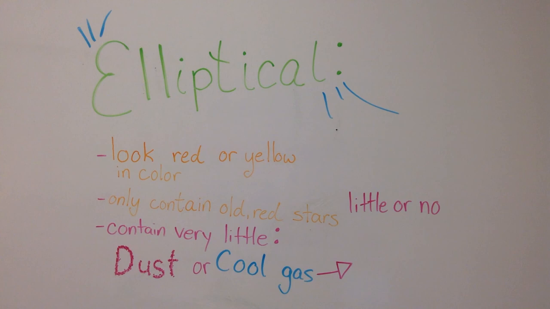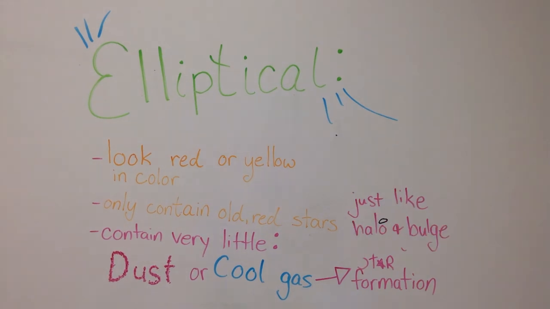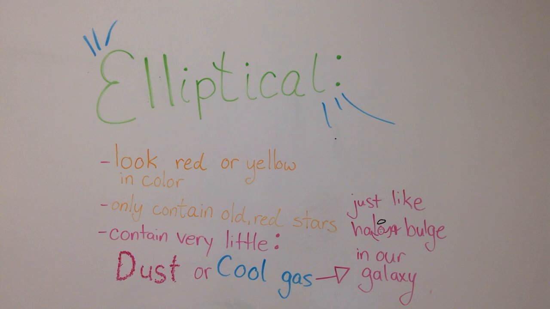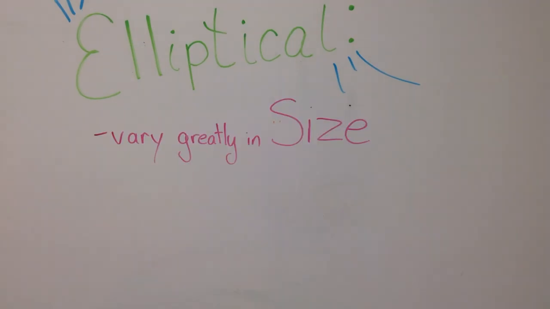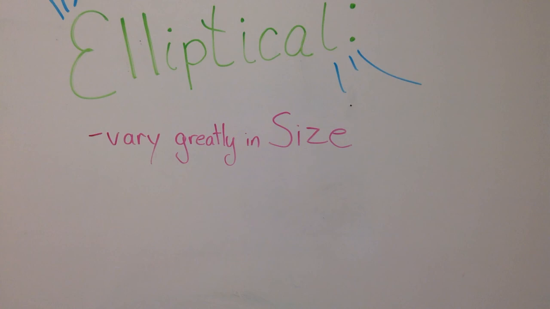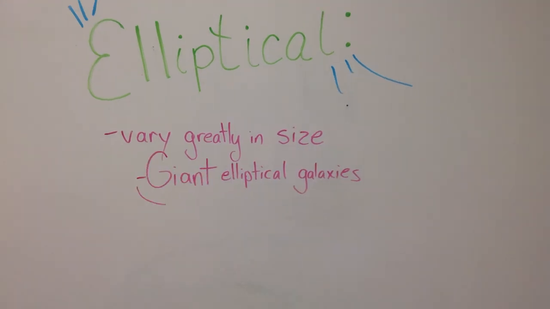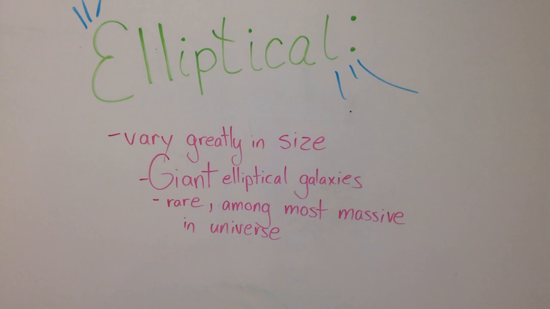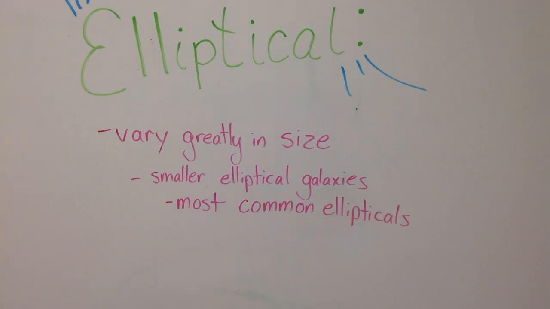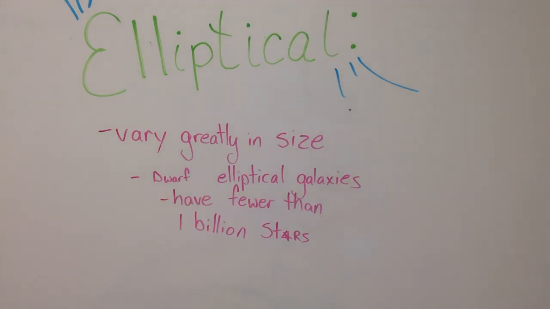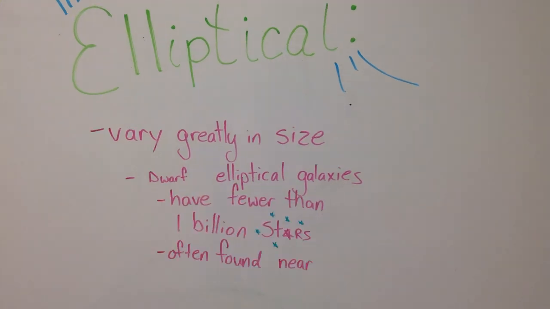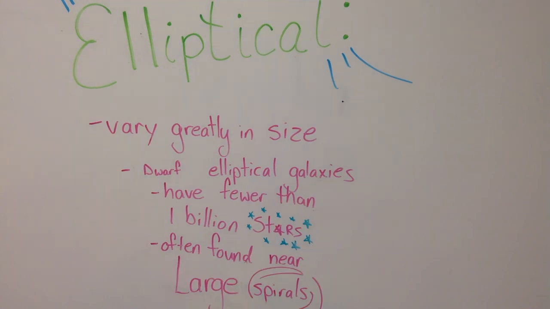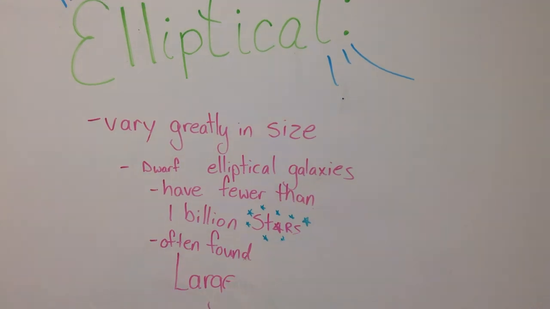There is little or no ongoing star formation in elliptical galaxies, just like the halo and bulge in our own galaxy. Elliptical galaxies can vary greatly in size, ranging anywhere from giant to dwarf. Giant elliptical galaxies are relatively rare and are among the most massive in the universe. Most other large galaxies are usually spirals. Smaller elliptical galaxies are the most common for ellipticals, but are still not as small as dwarfs. Dwarf elliptical galaxies have fewer than 1 billion stars, and are often found near large spiral galaxies. For example, over a dozen dwarf galaxies belong to our local group.